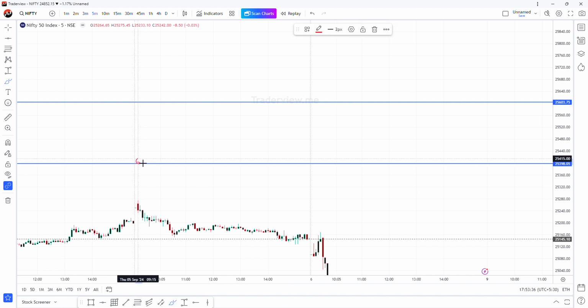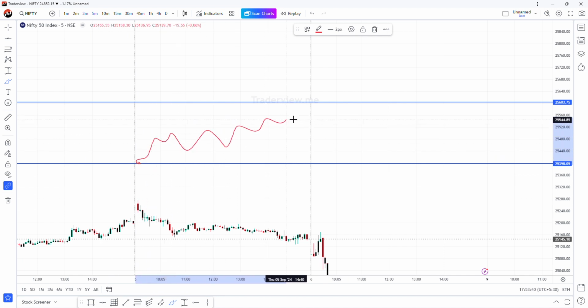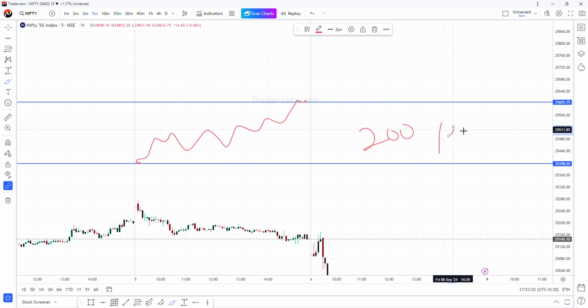It opened here and started moving like this, and then it closed at 25,600. It is a movement of almost 200 points, right? 200 points of momentum in Nifty.